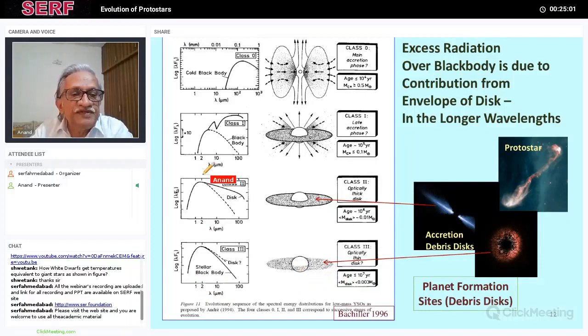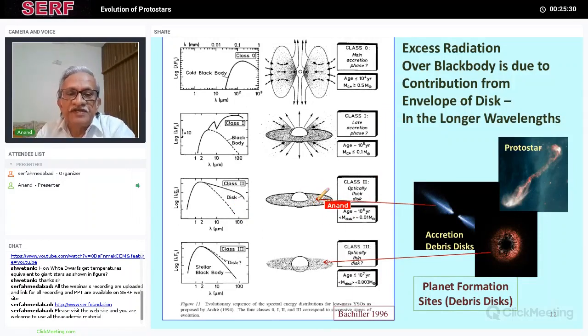Now, what you can do is take such pre-stellar objects, pre-main sequence objects, and observe them in several wavelength bands, and construct such a distribution yourself, and find out what is the excess and what is the actual surface temperature of the core, and then you will know what is happening, what is the class of that object.